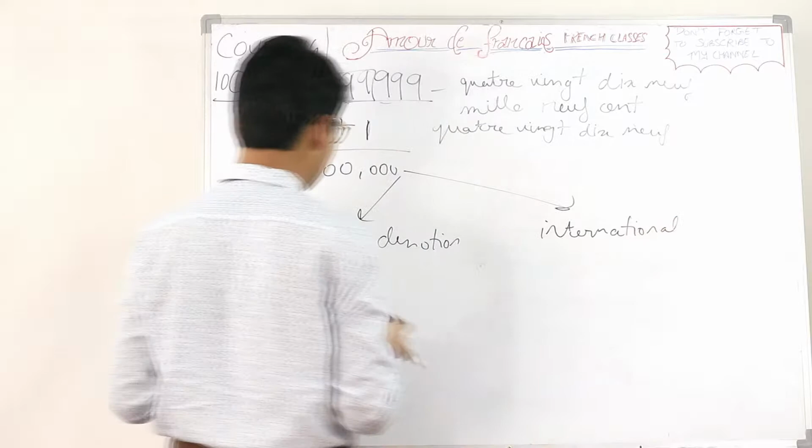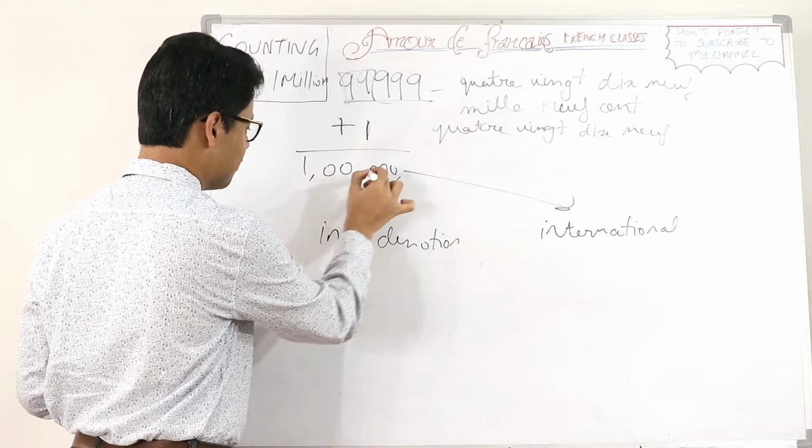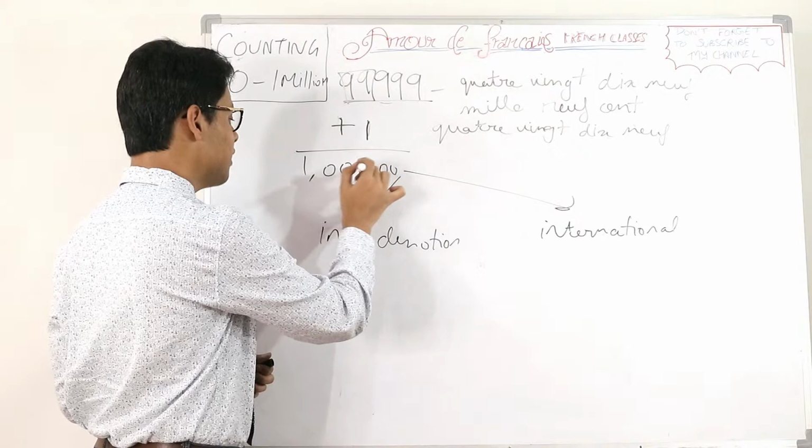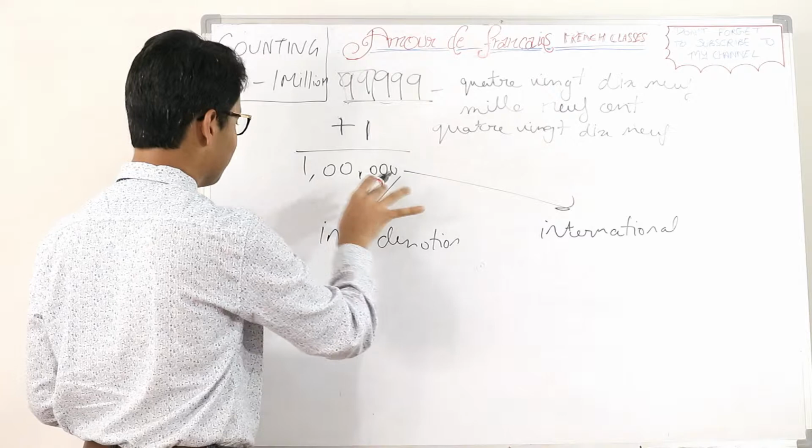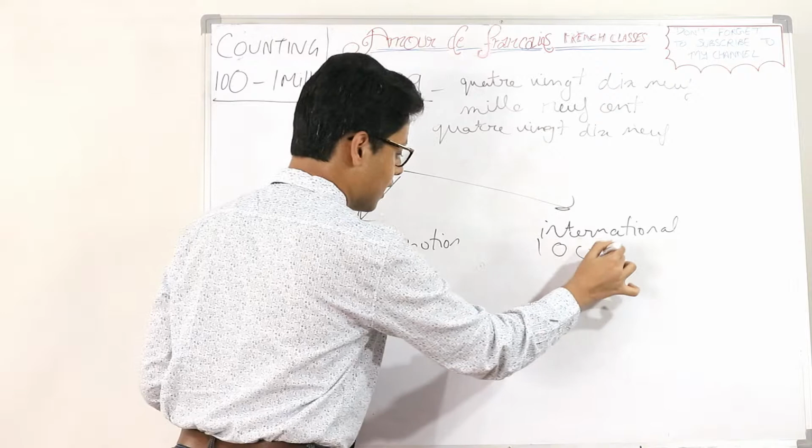So, if we treat it as 1 lakh, it is 3 zeros, comma, 2 zeros, comma, 1. If international, 3 zeros, comma, 3 zeros. No, no comma at all, just before these 3 zeros, that's all. It will be like this.